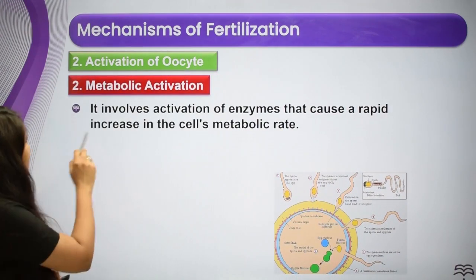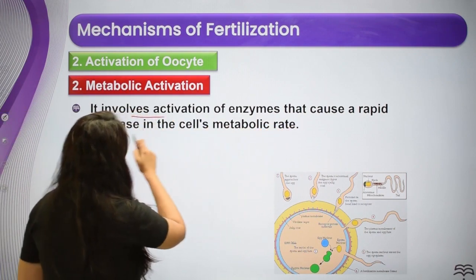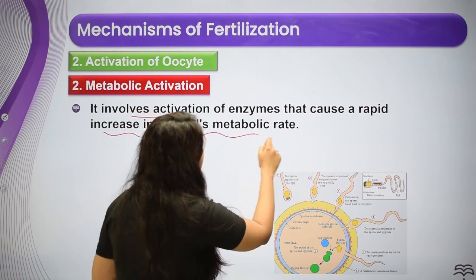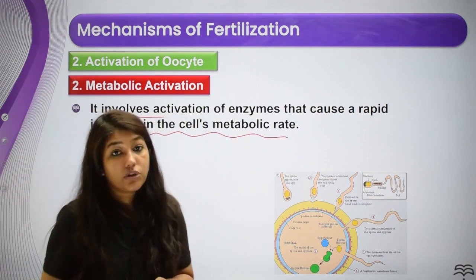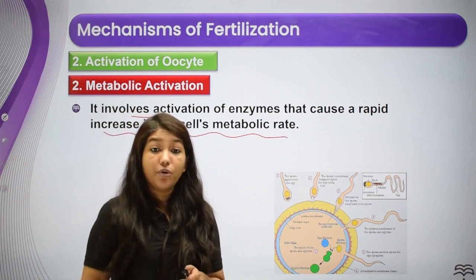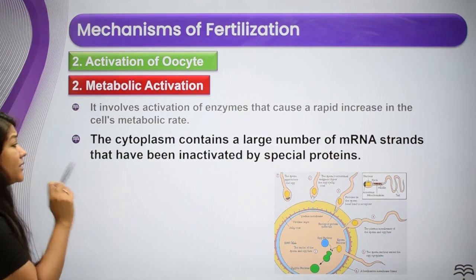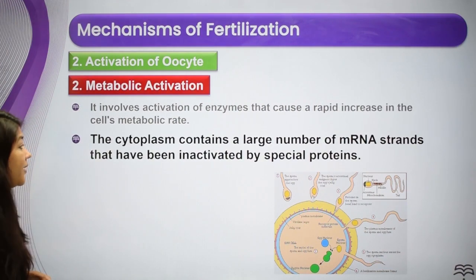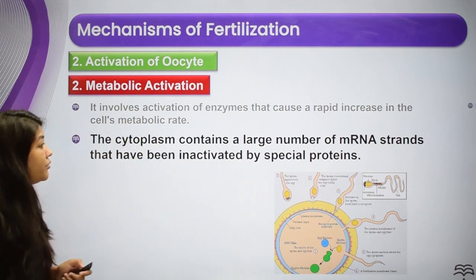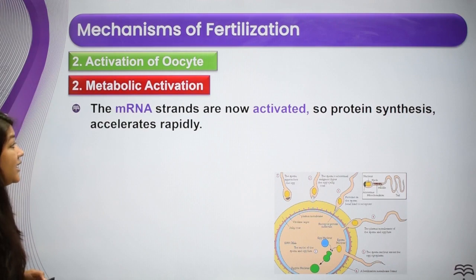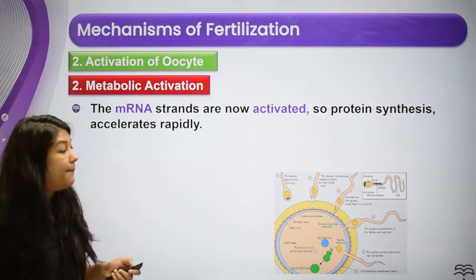Then the second step is metabolic activation. It involves activation of the enzymes that cause a rapid increase in the cell's metabolic rate, right? Increase in the metabolic activity is also important, right? Ultimately, there will be formation of the zygote. So all these things are linked to that. Now, the cytoplasm contains a large number of mRNA strands that have been inactivated by special proteins. The mRNA strands are now activated, so protein synthesis is accelerated rapidly.